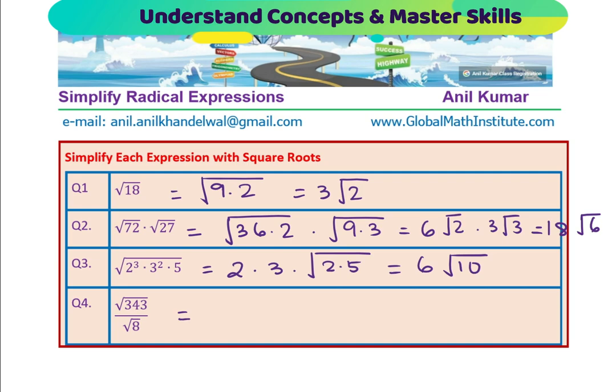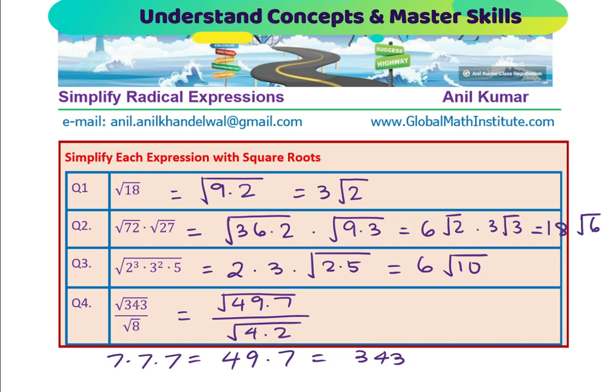What is 343? Well, 343 is 7 times 7 times 7, right? Let's figure this out. 49 times 7 is 343. So I could write 343 as 49, which is square root of 7, and then times 7. And denominator 8 could be written as 4 times 2. Now this dot is for multiplication. Perfect. So I could write this as 7 square root 7 over 2 square root 2.